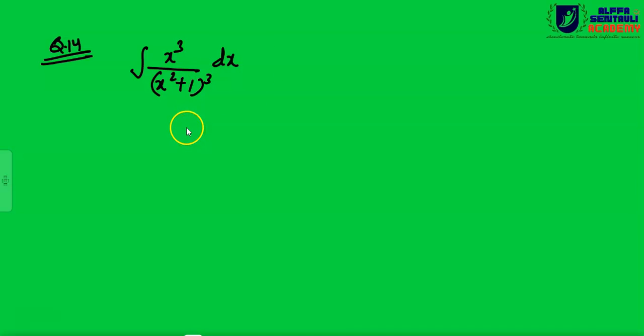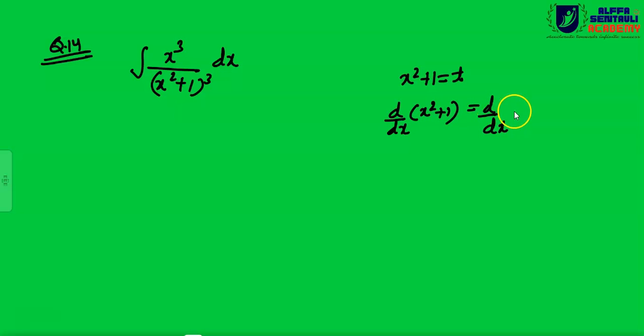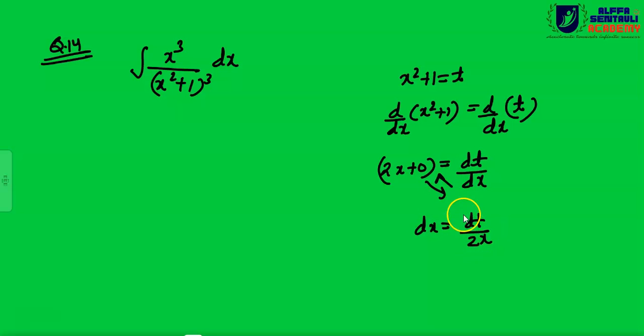So how will we solve this question? What we can do is assume x square plus 1 as t, right? So now let's differentiate both sides. Take d by dx both sides so that your equation can be balanced. d by dx of x square will be 2x, d by dx of 1 will be 0, and this will be equal to dt by dx. Now cross multiply dx over here and bring this 2x to the denominator side. So dx will be equal to dt upon 2x, correct?